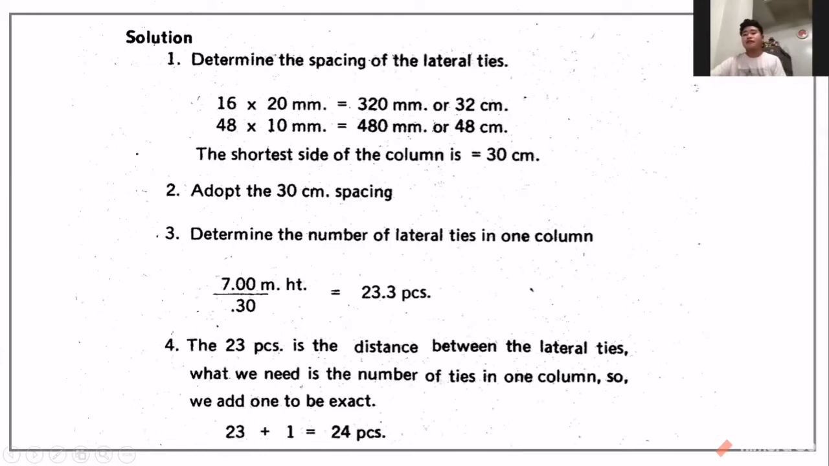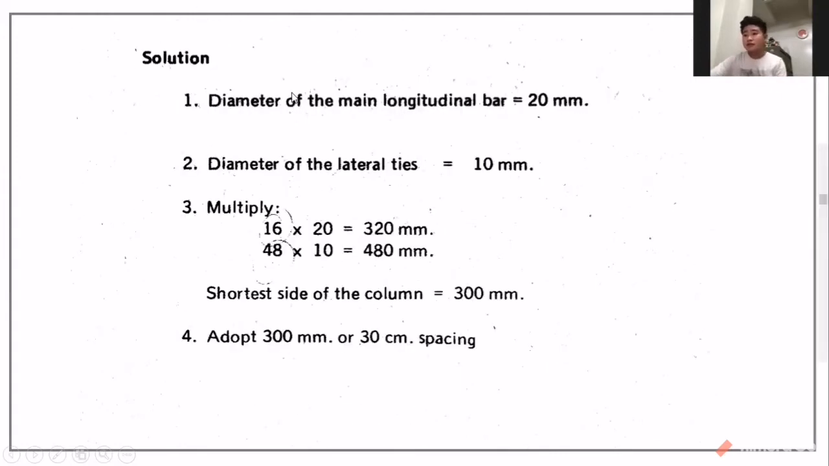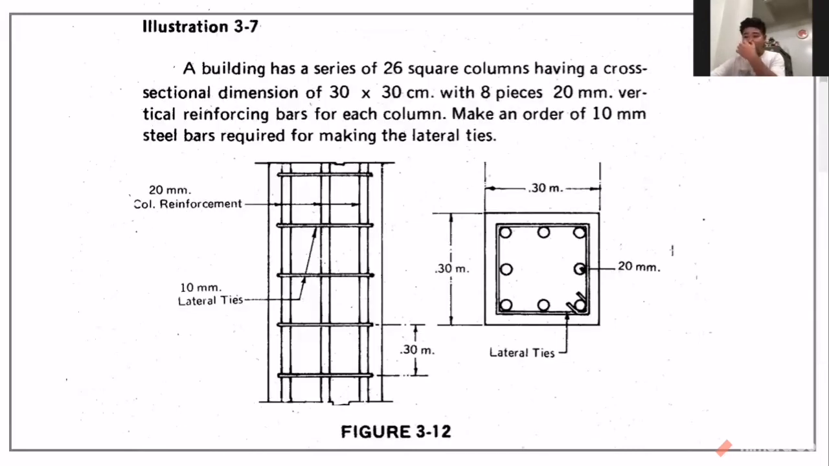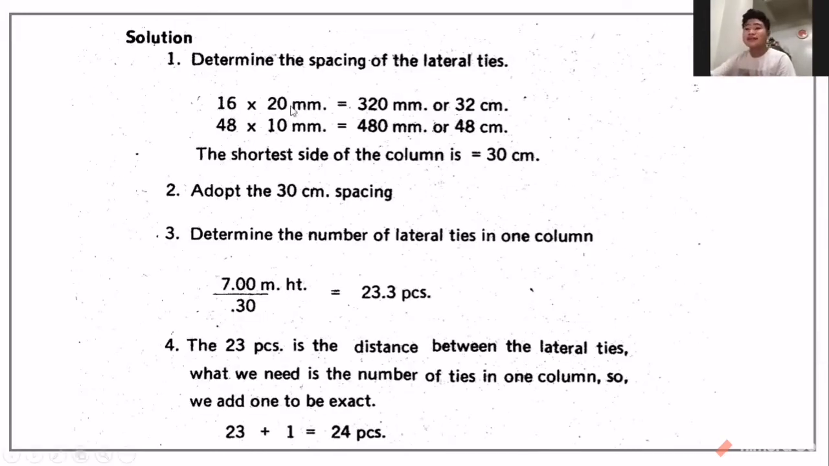Okay. So again, our 20 millimeter main longitudinal bar was multiplied by 16, and our lateral ties was multiplied by 48. So 16 multiplied by 20 is 320 millimeter, which is equal to 32 centimeter, and 48 multiplied by 10 is equal to 480 millimeter, which is also equal to 48 centimeter. So the shortest side of the column is 30 centimeter. So we will adapt this 30 centimeter as the spacing.